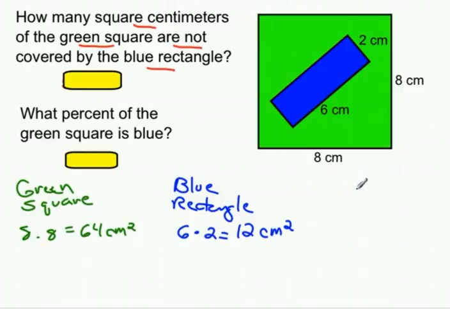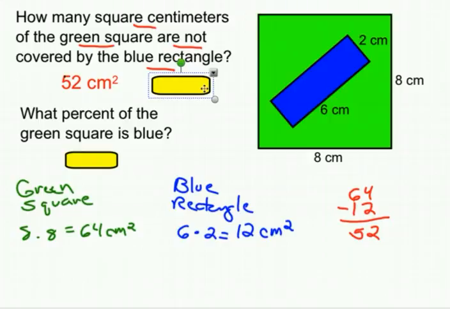So we're going to take 64 and 12 and subtract. 4 take away 2 is 2, 6 take away 1 is 5. So the answer to this question is 52 square centimeters.